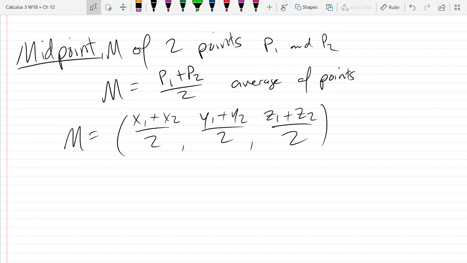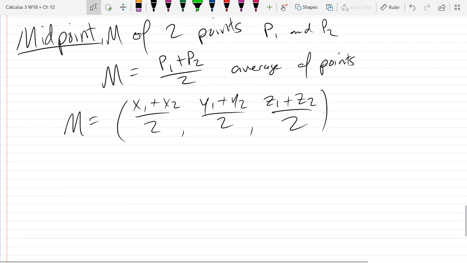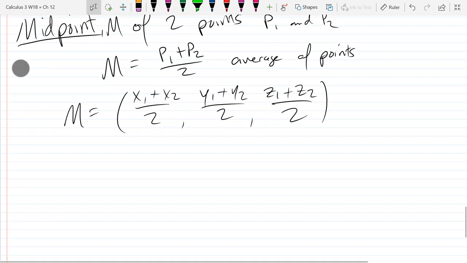So I don't think it's worth doing an example problem on midpoint. It's pretty straightforward. Let's work on some word problems.